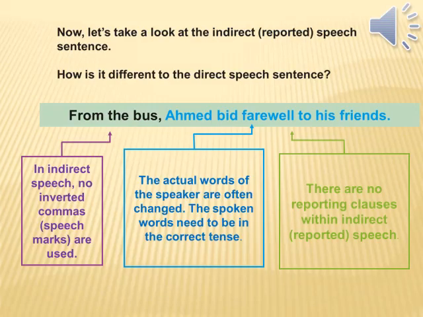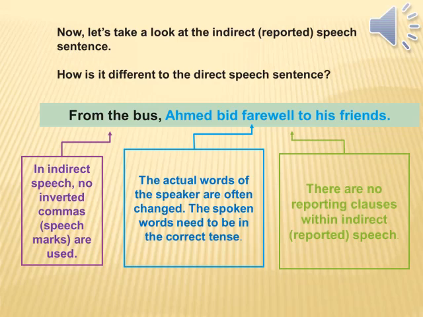Now let's take a look at the indirect or the reported speech sentence. How is it different to the direct speech sentence? From the bus, Ahmed bid farewell to his friends. In indirect speech, no inverted commas or speech marks are used. Can you see any inverted commas? No. The actual words of the speaker are often changed.